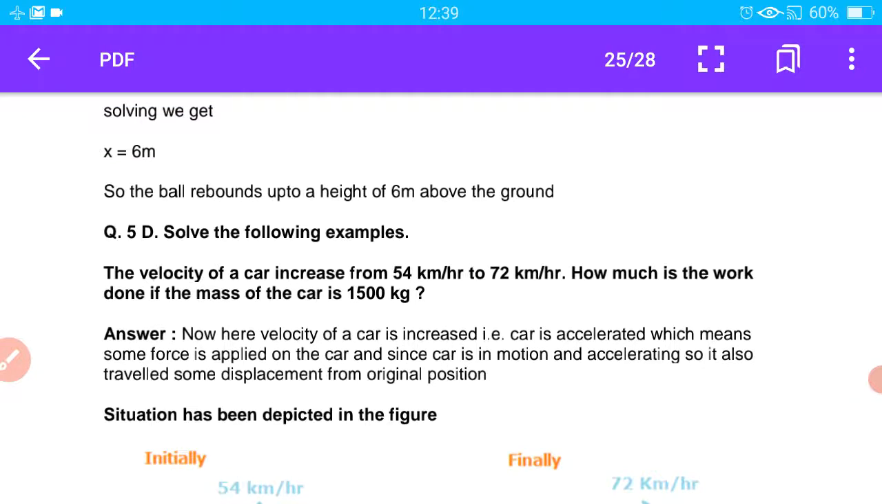Okay, important thing. Question number 5 is the most important because it is coming in the exam, in minimum for 5 marks.